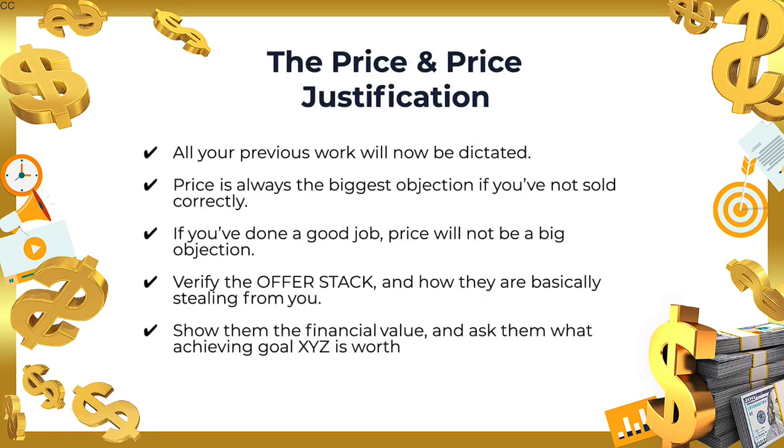So the price and price justification. All of your previous work above in this funnel is now dictated by this section, right? The price. There's a saying in copy that price is never the objection if you've done a good enough job selling. So if price is the objection for your product, it's normally because you've not sold them enough above, and everything I've taught you, you've not done a good enough job of. Now, most of the time, if you follow everything I've taught you, you're going to have done a good enough job.